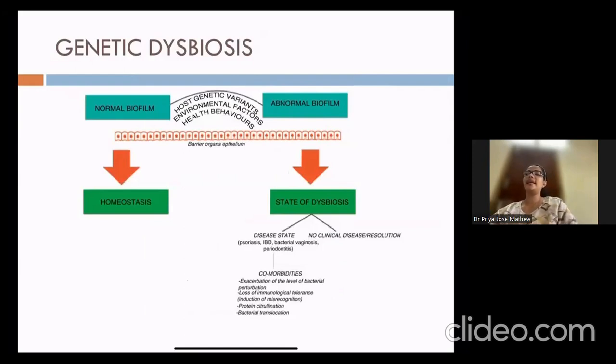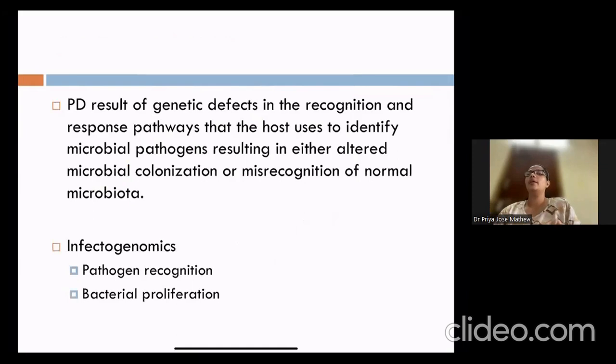This is by Stein and Caridis in 2015. Now, what is the main concept? The periodontal disease has occurred due to a genetic defect in the recognition and response pathway that the host uses to identify the microbial pathogens.